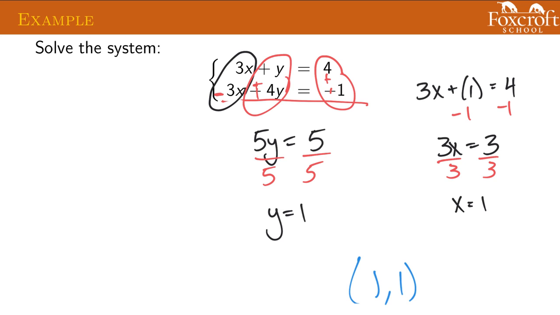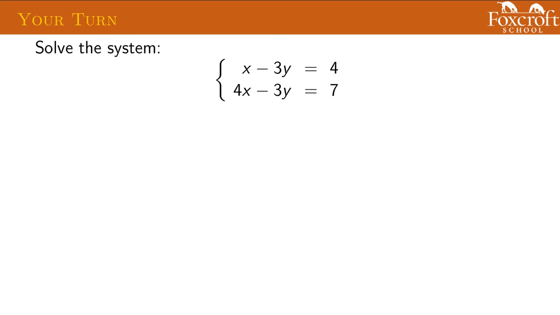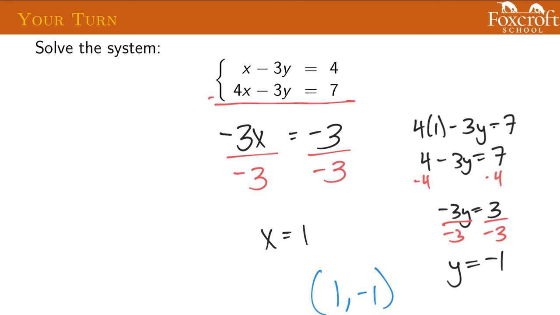So really the only difference in this example over the other ones is we're subtracting instead of adding. And the only mistake students are going to make is just forgetting that subtracting a negative sign is actually adding. All right, so just be careful with that when you're subtracting instead of adding. All right, so keep that in mind as you try this problem on your own. And the answer that I got was 1, -1.